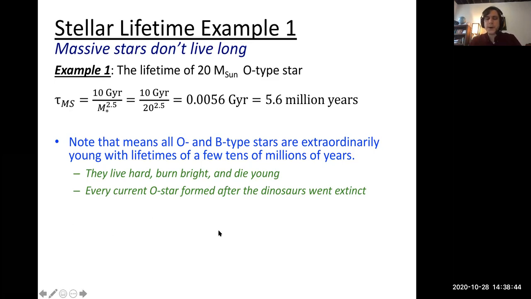So I always like to anchor this into something that just makes you go, wow. Every current O star that you can find out there in our Milky Way galaxy formed after the dinosaurs went extinct 65 million years ago. So every O star formed after the dinosaurs went extinct.